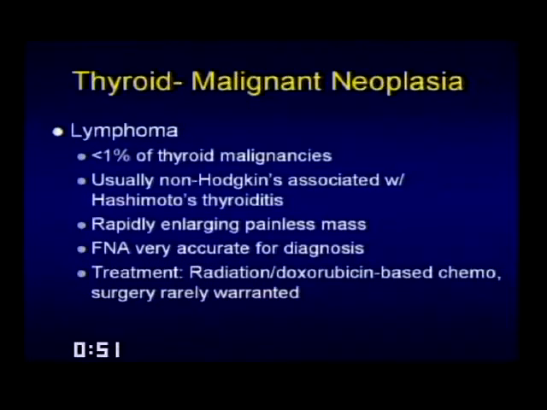Lymphoma, very rare, less than 1% of thyroid malignancies, usually non-Hodgkin's, but something also important to know is that it's very commonly associated with Hashimoto's disease, very commonly. It's a rapidly enlarging painless mass that they may present with, and the treatment, remember here, is not thyroidectomy. It's FNA diagnosis, and chemoradiation. Radiation and doxorubicin-based chemo are the standard, and surgery is rarely indicated for lymphoma of the thyroid gland.